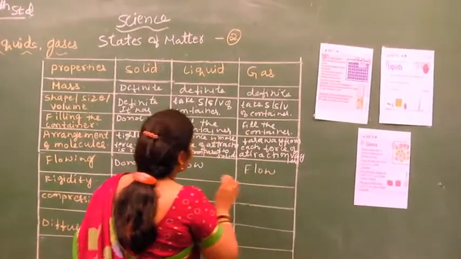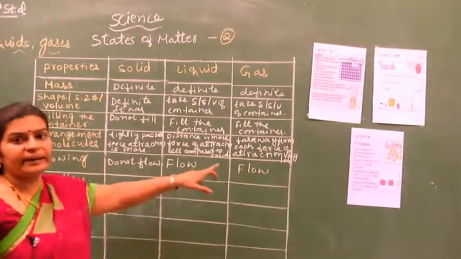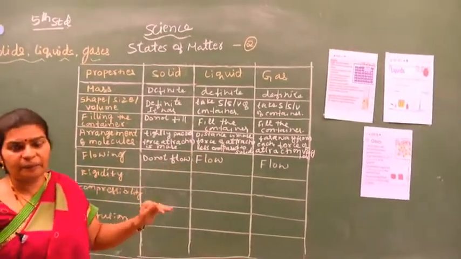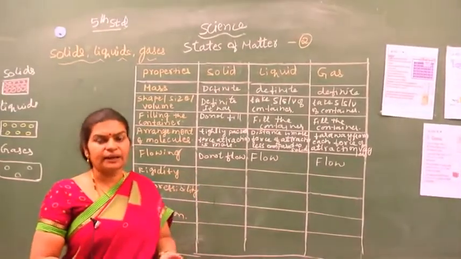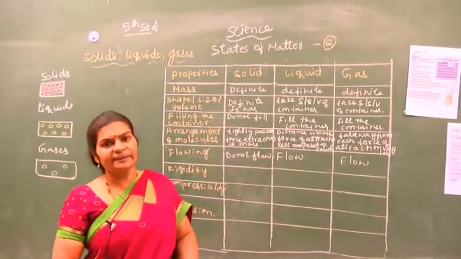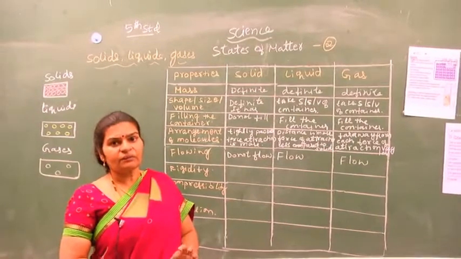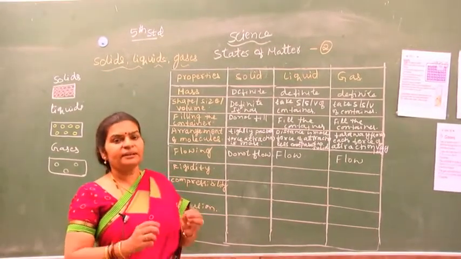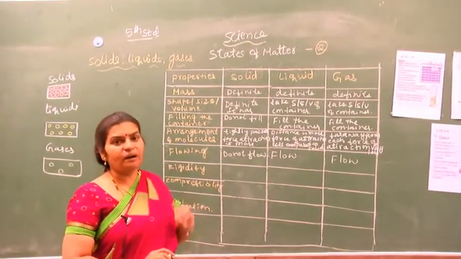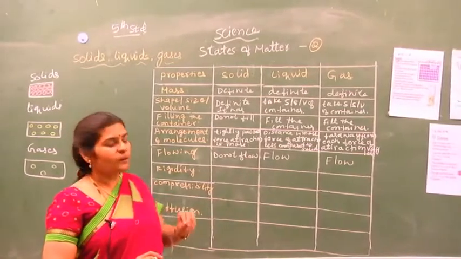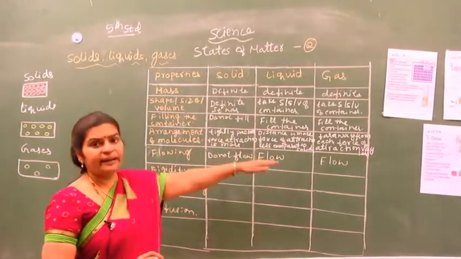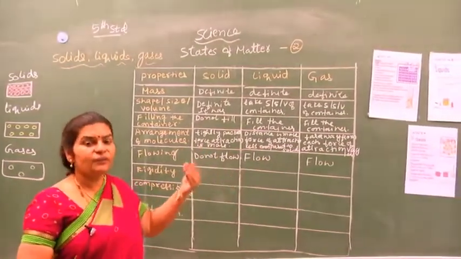Because of the property of flowing, liquids and gases are called fluids. What are fluids? Fluids are the substances that have the property of flowing. So, liquids and gases are called fluids.